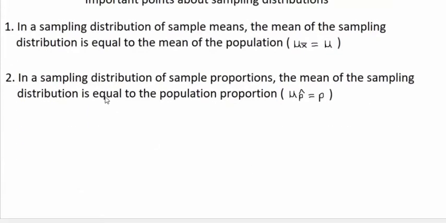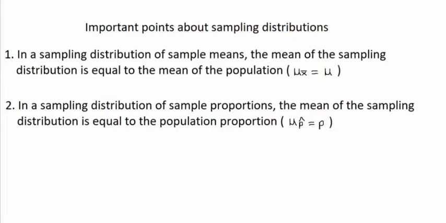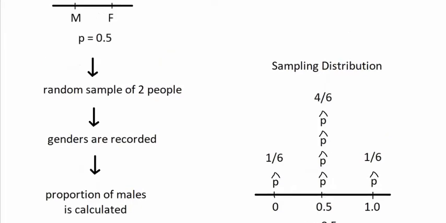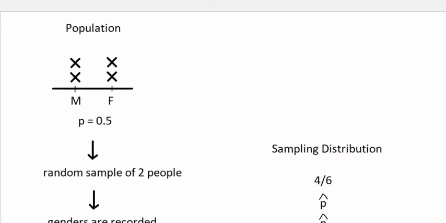Point number 2 says, when a sample proportion is being calculated, the mean of the sampling distribution is equal to the population proportion. So here, what this is saying is that the mean of the sample proportions equals the population proportion. I told you that p hat is sample proportion, but regular P is population proportion. Like I said, I'll also be sharing a list of symbols for you to refer to. So let's go back to this example so I can show you what I mean here.